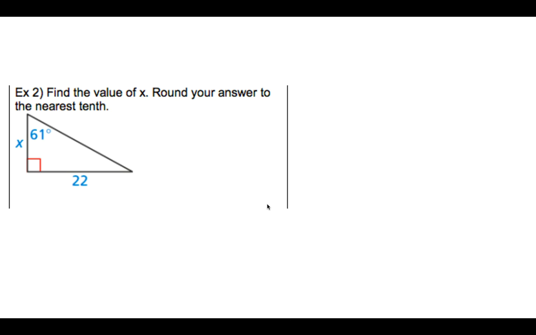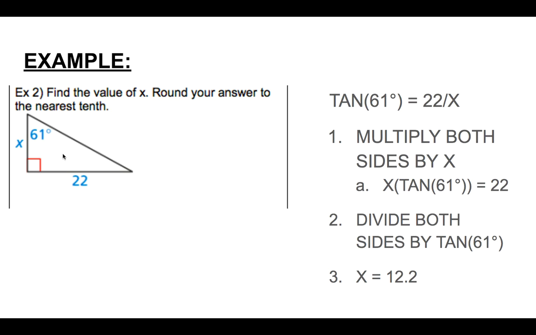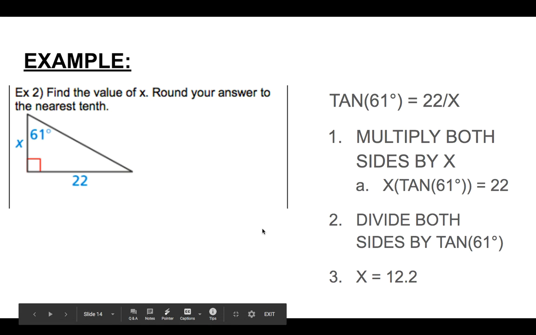Go ahead and try this one. And again, once we do this example, this is my theta, tangent of 61 degrees equals, this is my opposite, this is my adjacent, 22 divided by x. And then I multiply both sides by x again. Then I want to isolate my x, divide both sides by tangent of 61, and I get approximately 12.2.